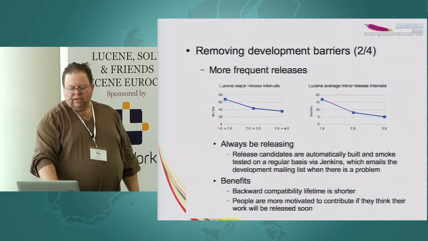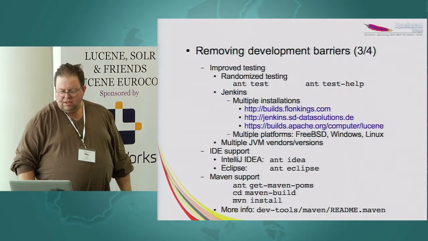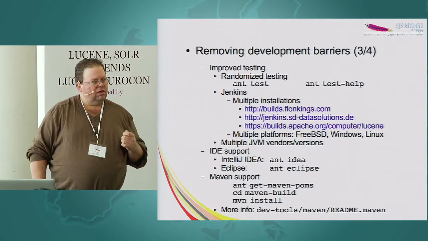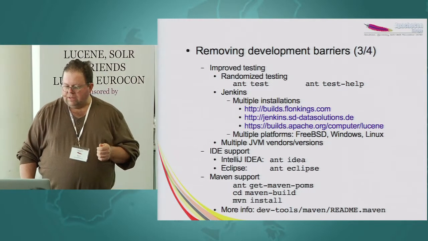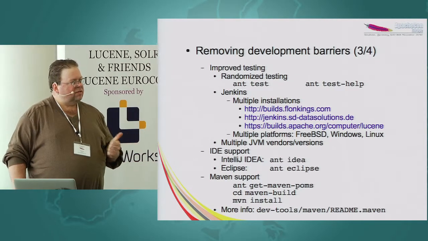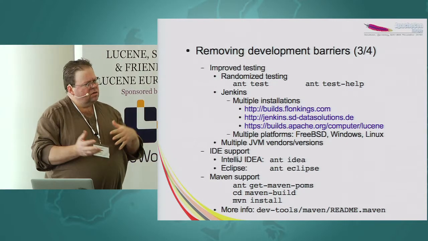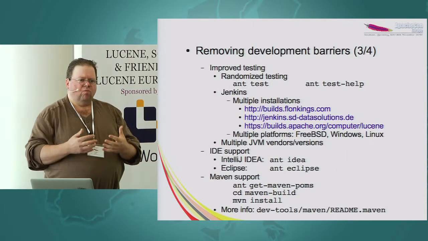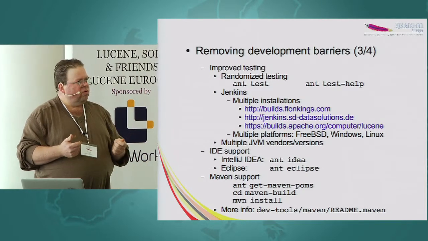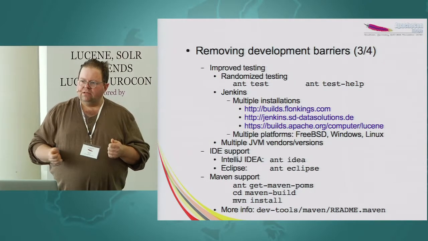Also, we think people are more motivated to contribute if they think their work will be released soon. Some of the other things we're doing are improving testing. David Weiss, one of the committers on Lucene, has contributed a couple of libraries that help us to perform randomized testing, where rather than having static tests that always test the same paths over and over, it randomly injects various forms of randomness. So different components that adhere to the same contract are switched out so that we are always testing different paths.